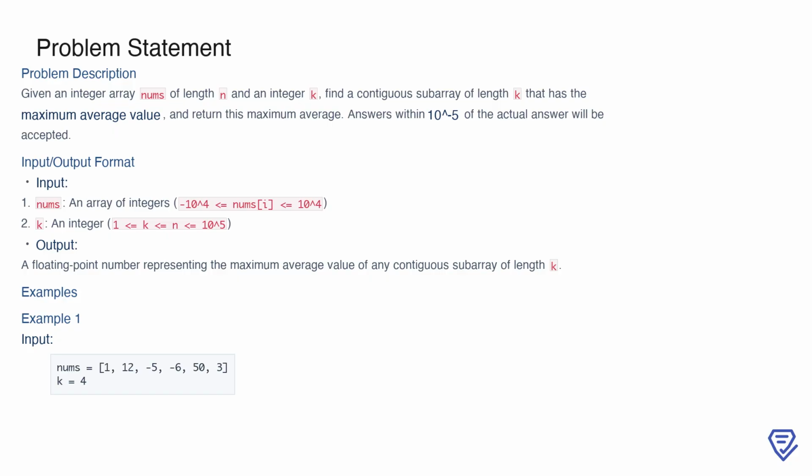For the input format, we are given the array nums, where each element lies between -10,000 and +10,000, and the length k, which must satisfy the condition that it is at least 1 and no greater than the length of the array. The output is a single floating point value that represents the maximum average we can compute. To better understand, let's look at some examples.